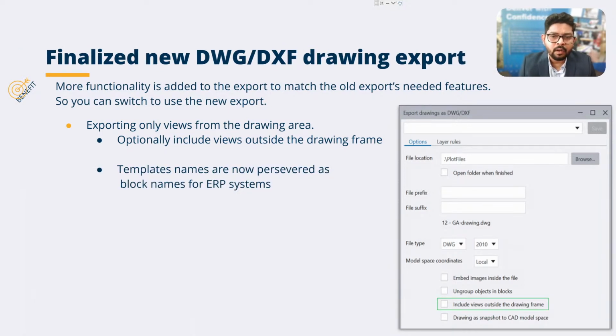Additionally, all the template names are preserved as block names in the DWG file which is exported, so that this can be used for post manipulation in ERP and SAP workflows, so that these templates can be excluded.